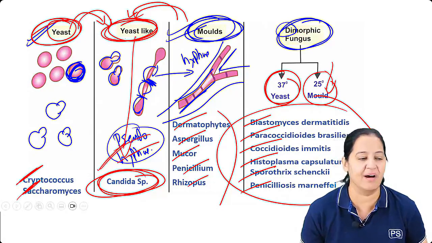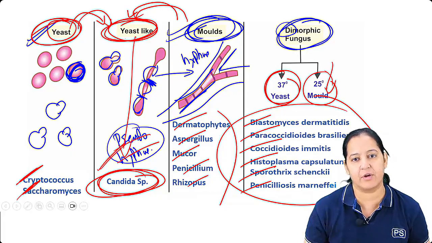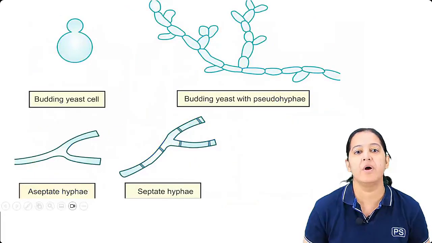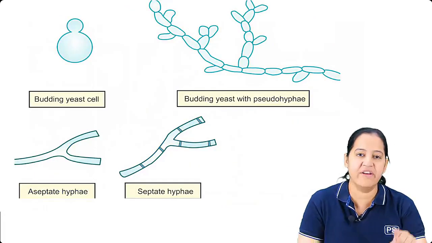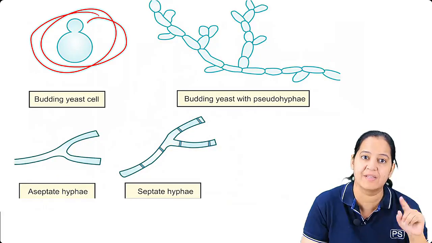Okay, classification-wise you get questions here. Aspergillus is also there. Okay, so the same diagram. Can you identify the structure? Tell me, what is this? You say, ma'am, it's spherical and dividing by budding, so it's a yeast.